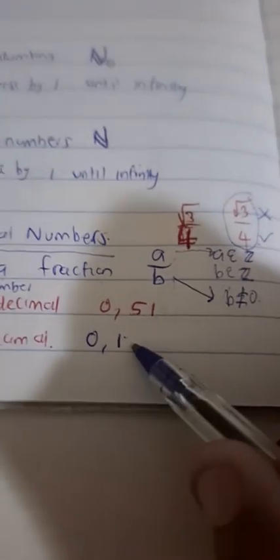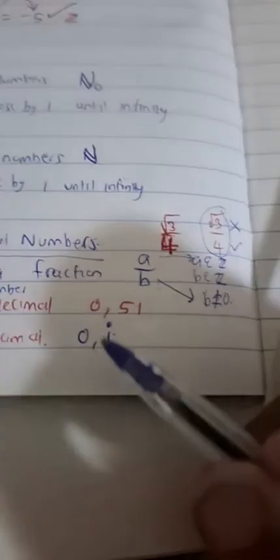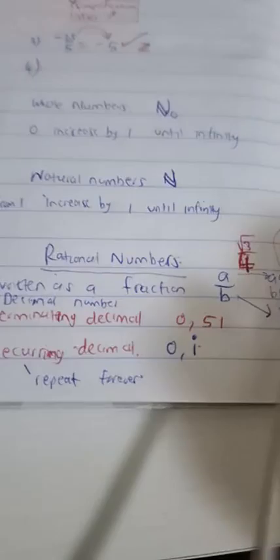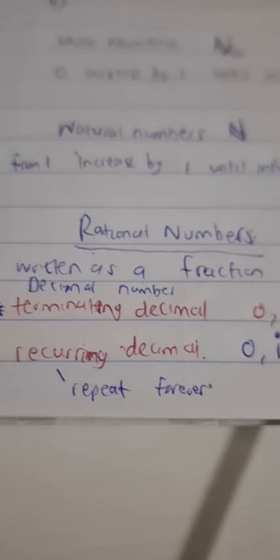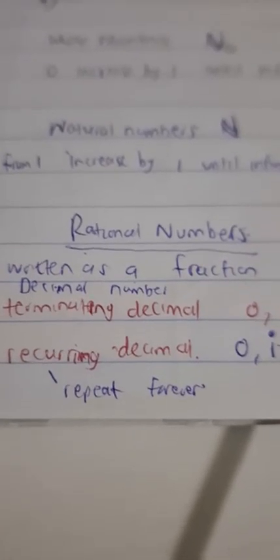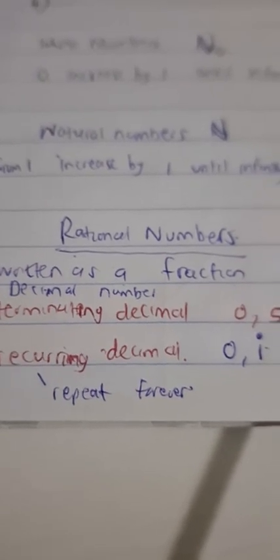What are we repeating? We are repeating a particular digit forever, infinite. Okay, so I like this, repeating forever. Imagine eating sweets forever. Breakfast sweets, lunch sweets. You repeat forever. Yeah. So I hope you understand.